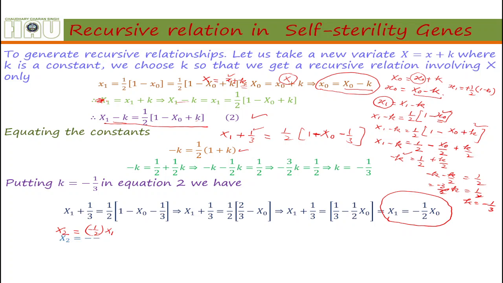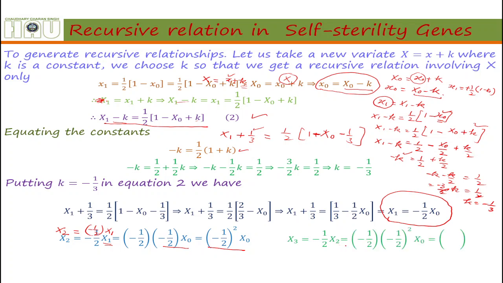In the next step you will see x2 is minus half of x1, and x1 is again minus half of x0. So it becomes minus half square x0, and x3 is minus half x2, and it is minus half multiplied by, you just substitute the value of x0. Why are we taking this x0?